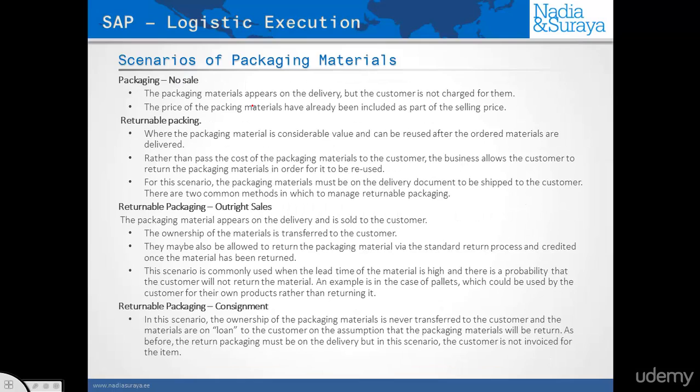So what are the scenarios that we can use for packaging? The first of all is we can have the scenario where we include the packaging material, but we don't sell it to the customer. And usually, whether or not we want the packaging to appear on the sales order or on the delivery or not at all, if we are not selling it to the customer, it doesn't really matter.